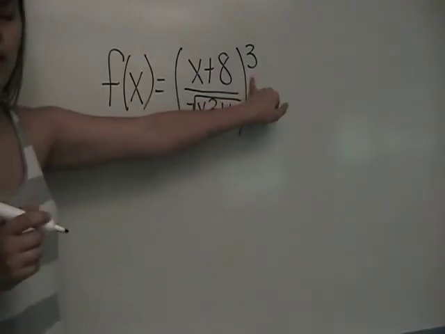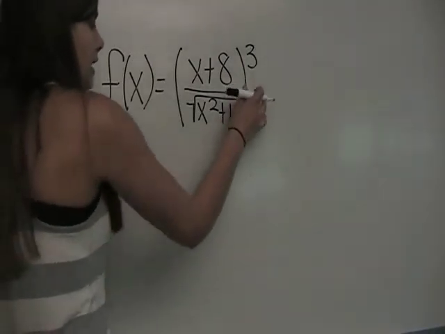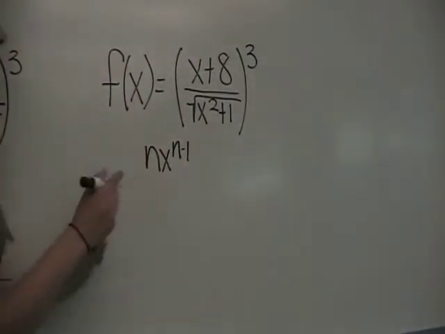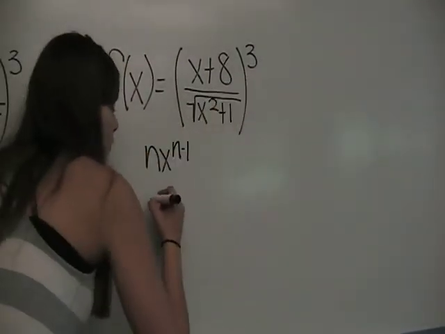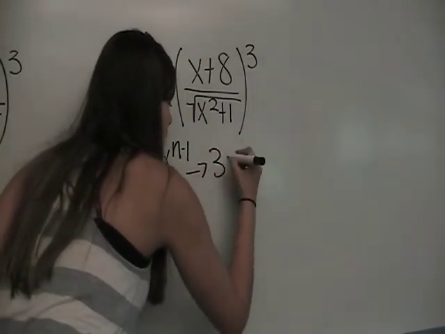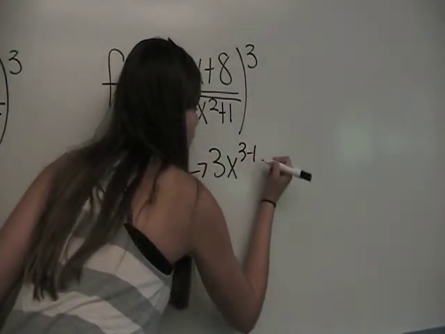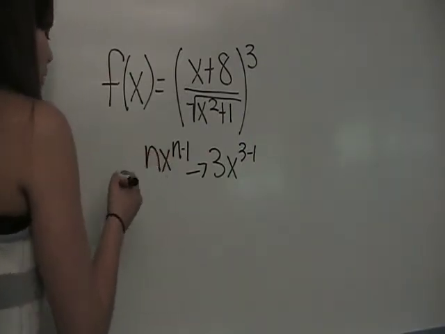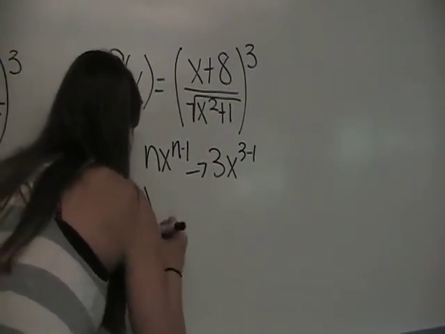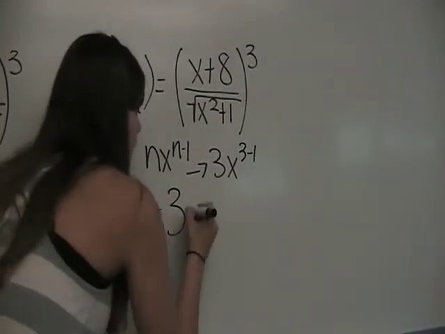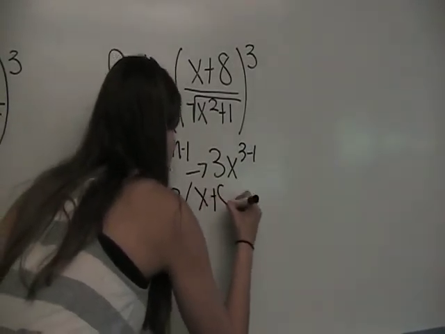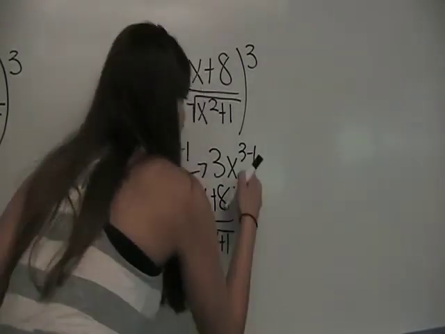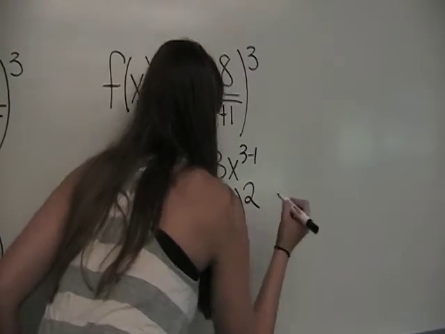So we have the equation cubed. In that case, we're going to plug in the formula right here, and n is 3. So it'll be 3x to the 3 minus 1. Due to the power rule, this ultimately makes our formula now f of x equals 3 times x plus 8 over the square root of x squared plus 1. And 3 minus 1 is 2, so this will be squared.